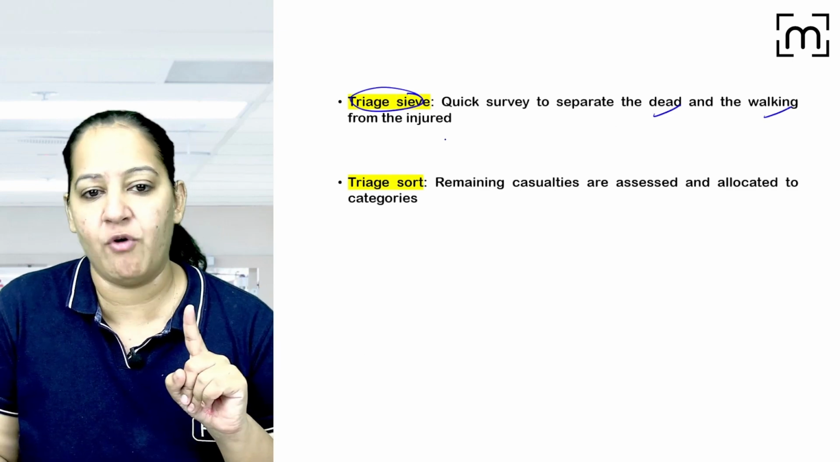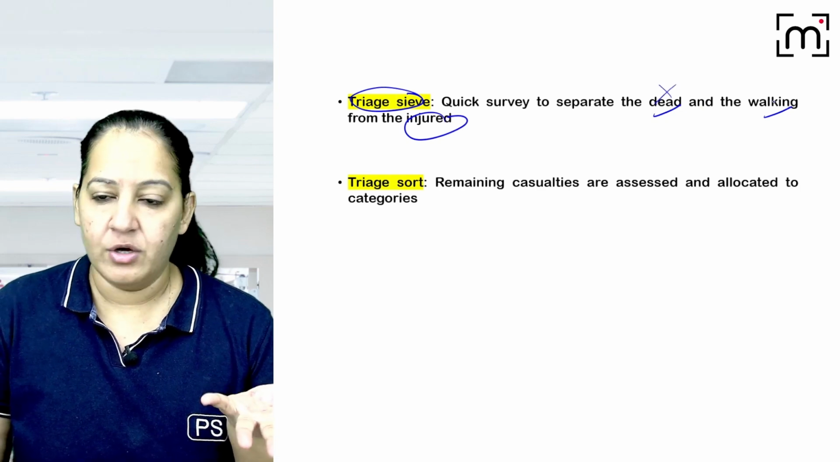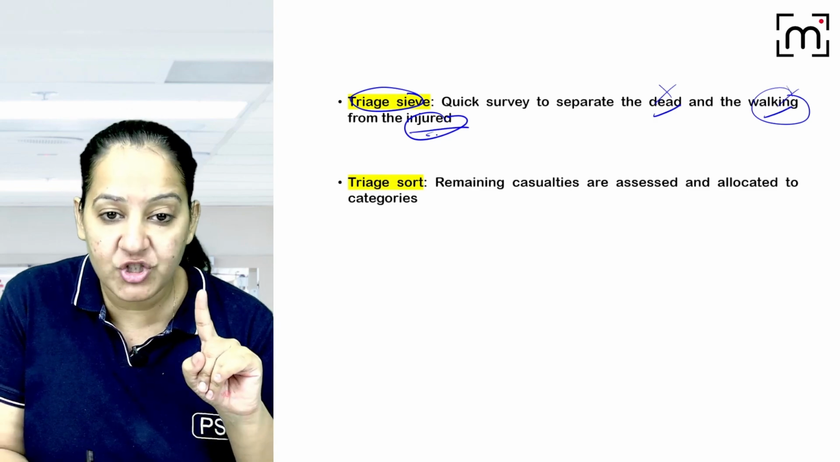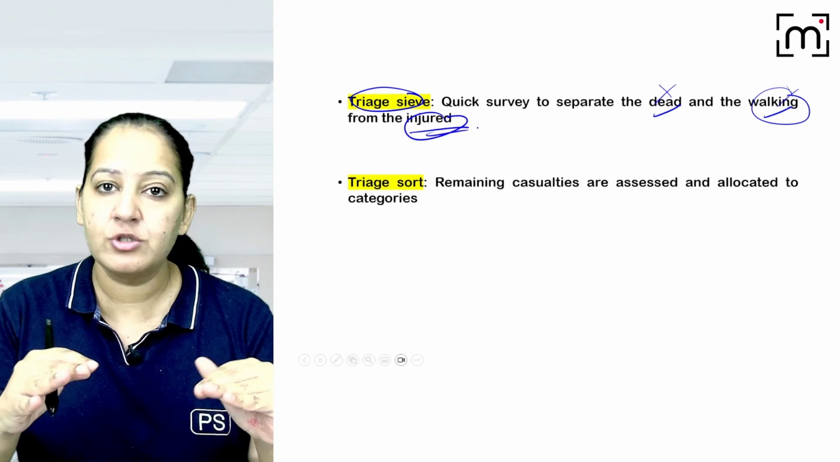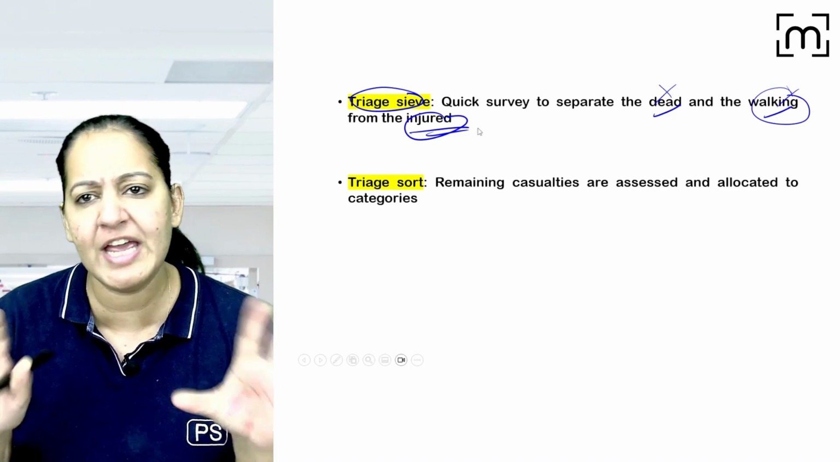Separate the dead and the walking from the injured. We cannot do anything for the dead; they are already dead. And the walking ones, ask them to go. So we have to separate the injured, because we want to work on the injured. So first do a sieve. Sieve means we are separating the injured from the dead and the walking. It should be a very quick survey.